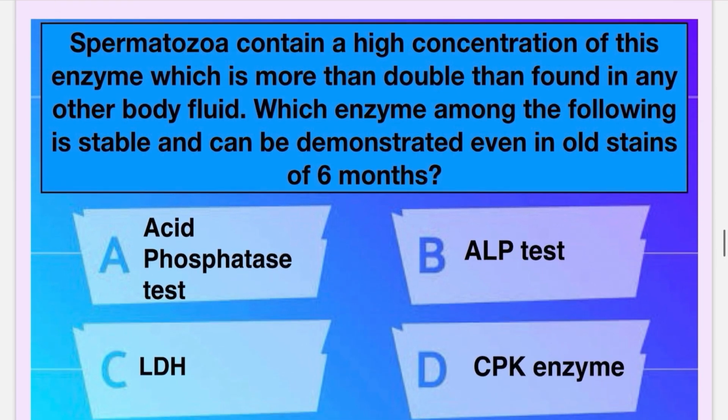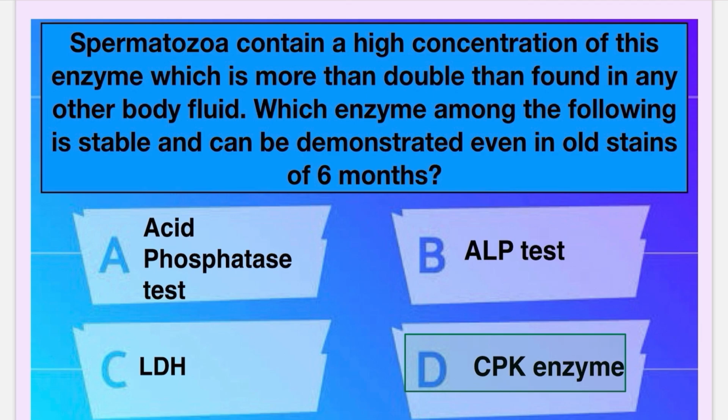Spermatozoa contain a high concentration of this enzyme, which is more than double than found in any other body fluid. Which enzyme among the following is stable and can be demonstrated even in old stains of 6 months? Option A, acid phosphatase test, option B, ALP test, option C, LDH test, or option D, CPK enzyme. Which option do you consider the right one? Well, yes, option D, CPK enzyme is the correct option.